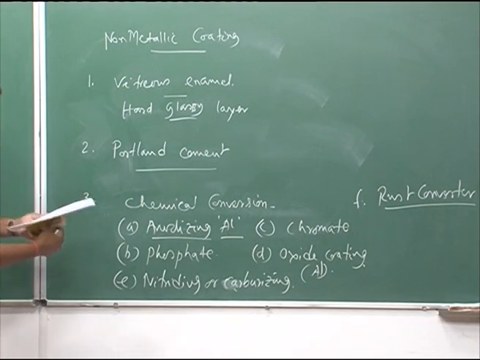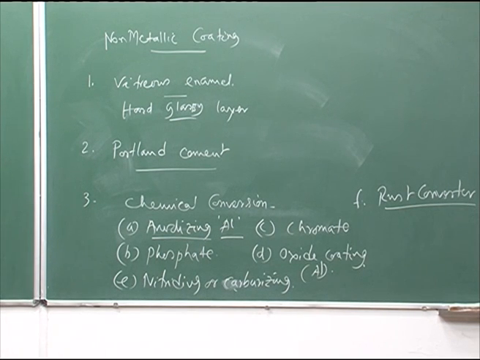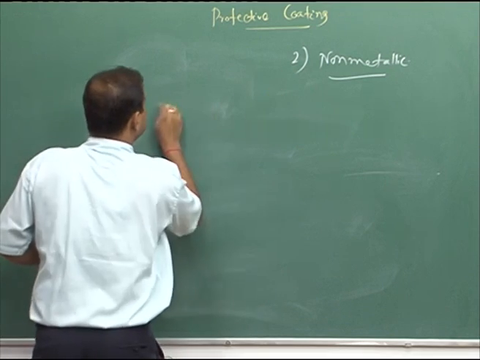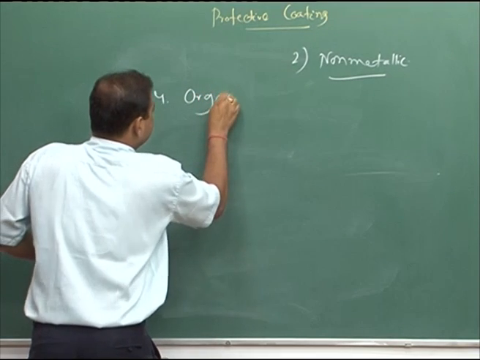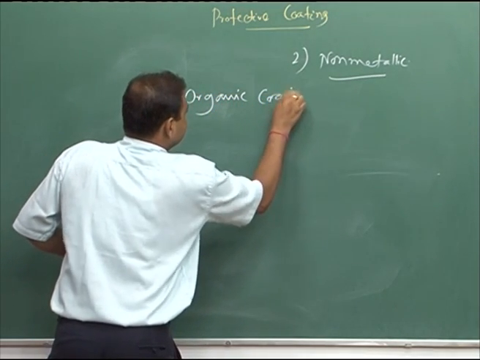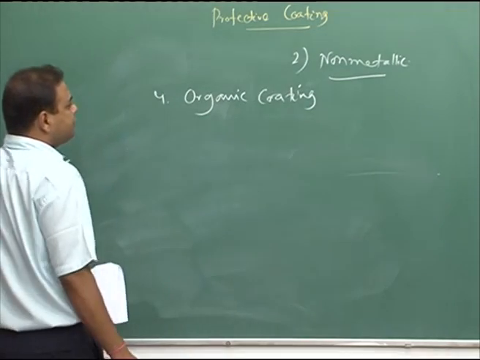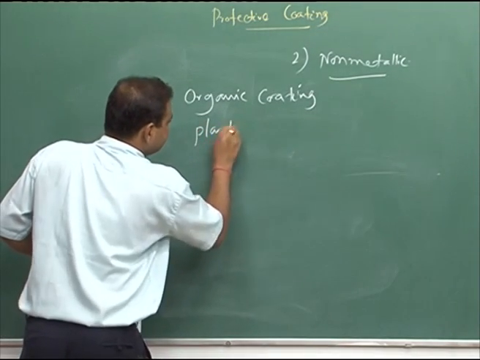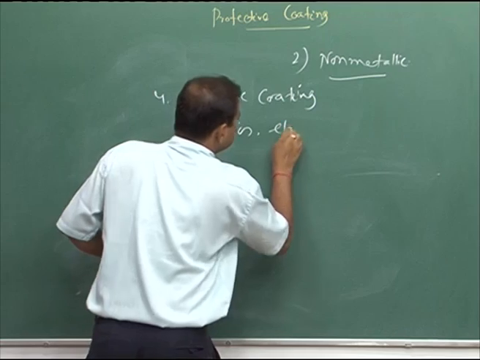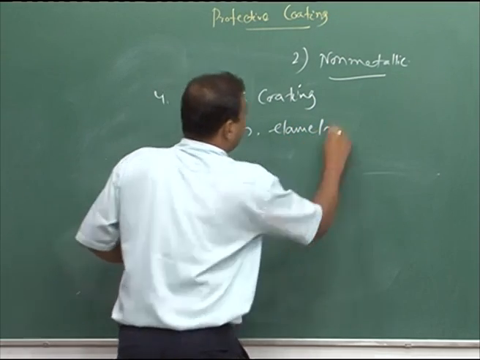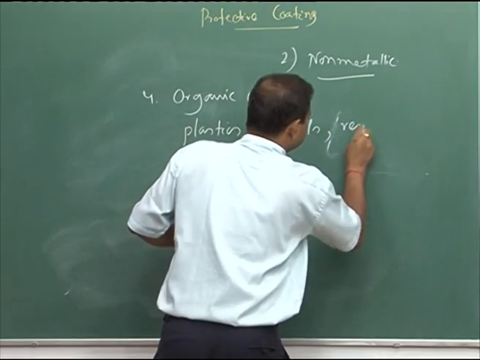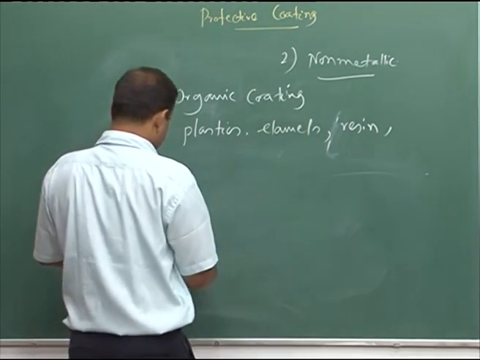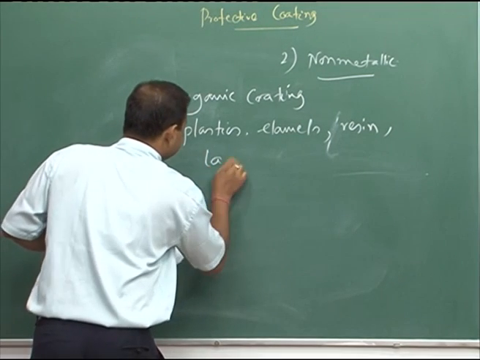And then there could be organic coatings. In the case of non-metallic coating, we can also have organic coating. Generally they are plastics or enamels, or it could be resin, or it could be a lacquer.